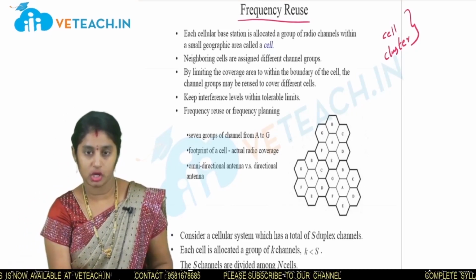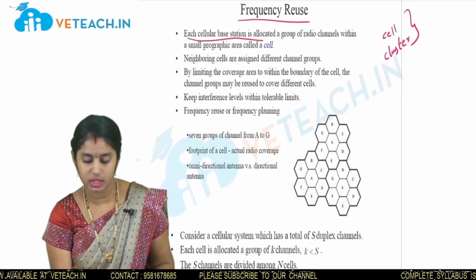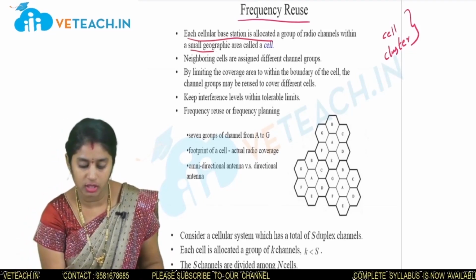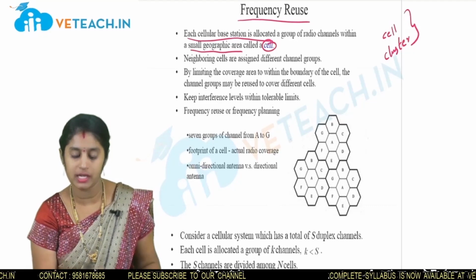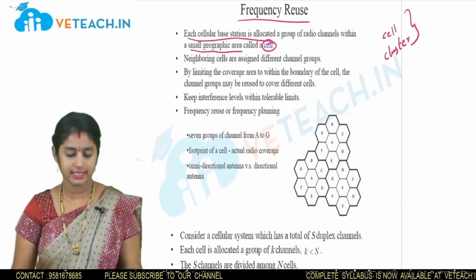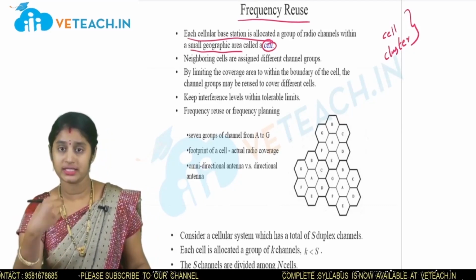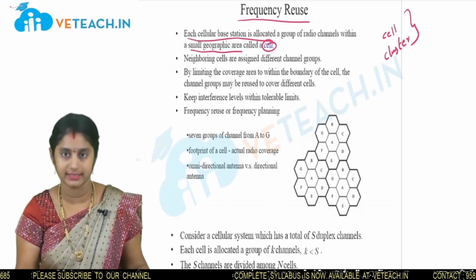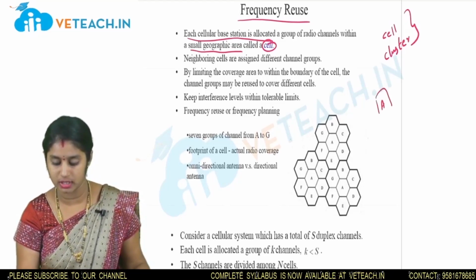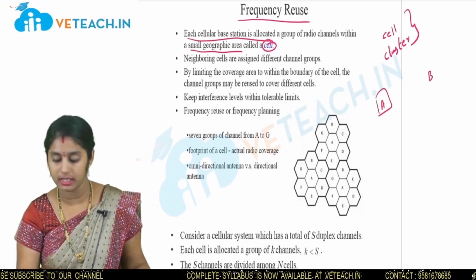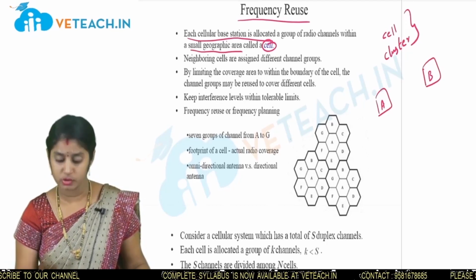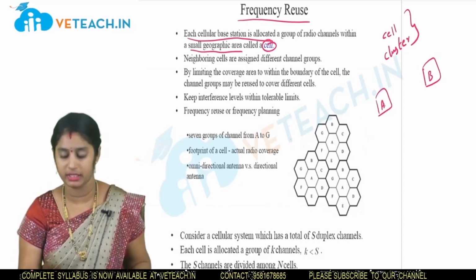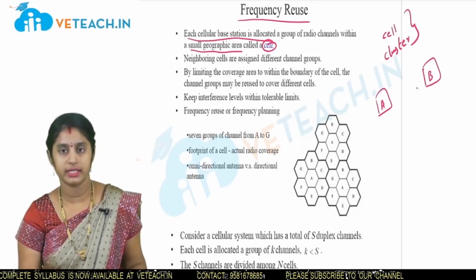In this topic, each cellular base station is allocated a group of radio channels within a small geographic area, which is called a cell. In order to establish a communication between any two subscribers, any two points or any two devices, say for example, A is a subscriber who needs to establish a communication with subscriber B.